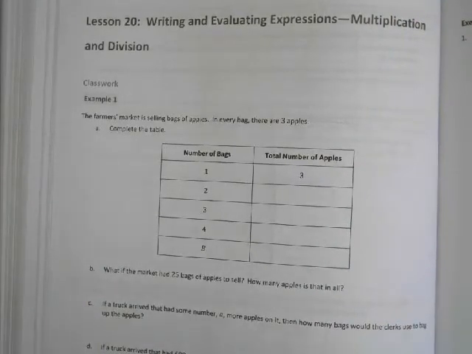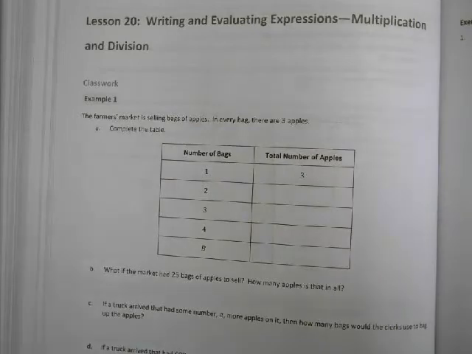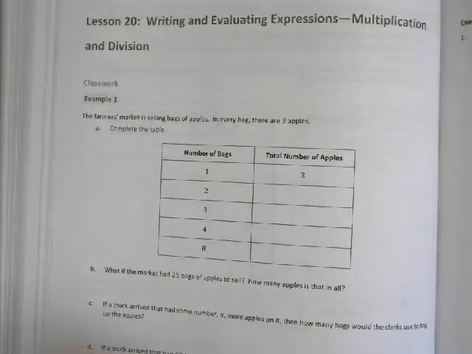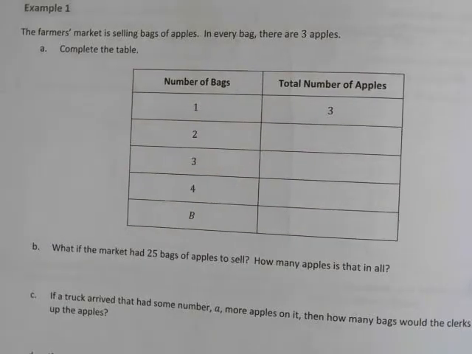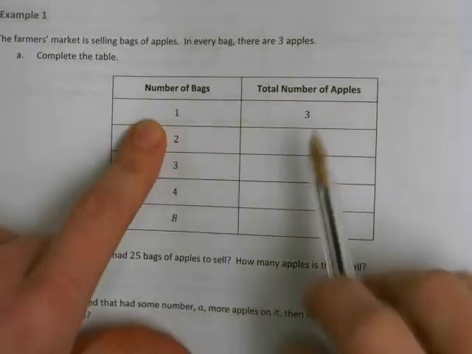Lesson 20, we're going to continue with writing expressions, but today we're going to work on writing expressions with multiplication and division. Yesterday we did adding and subtraction, so today we're going to do the multiplication and division. So let's look at this first question, example 1. It says to complete the table, and they're showing you we go from a 1 to a 3.